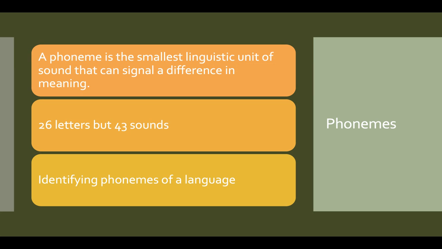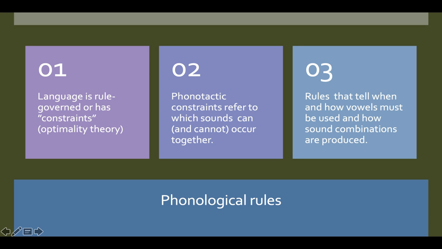And so you have to separate how something sounds as that smallest phoneme versus letters, or kind of the smallest written symbol that can signify meaning. And there's some phonological rules to language. Language is rule governed or has certain constraints. There are phonotactic constraints, and that refers to which sounds can be combined and cannot be combined together. And then rules that tell when and how vowels must be used and how sound combinations are produced.